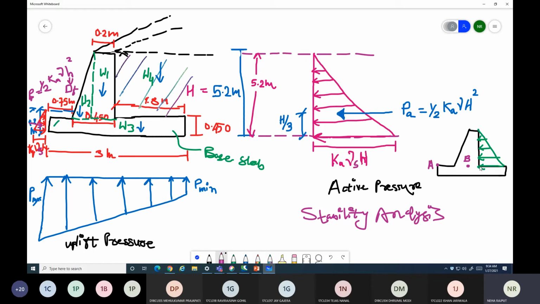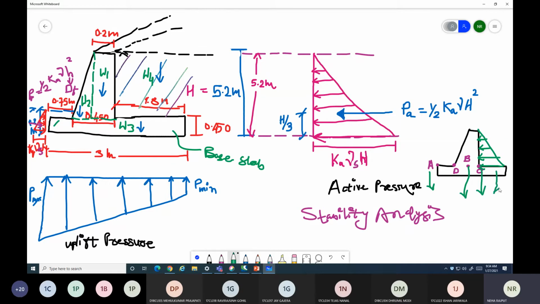Then for the heel slab design, you will find all the forces at this C point. And for the toe design, you will find all the forces at D point. So you need to remember this A, B, C, D point, where point A is for the stability analysis, point B is for design of stem, point C is design of heel slab.